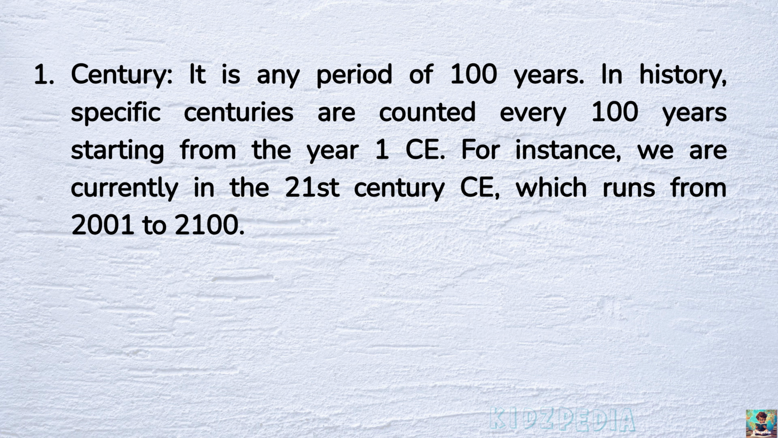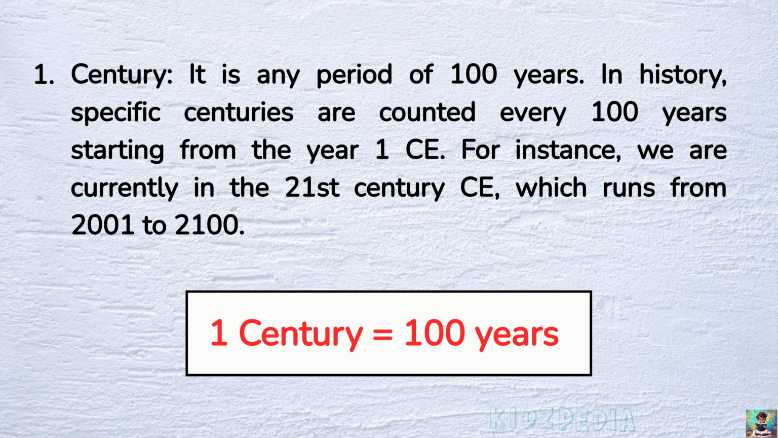First one, century. It is any period of 100 years. In history, specific centuries are counted every 100 years starting from the year 1 CE. For instance, we are currently in the 21st century CE, which runs from 2001 to 2100. A century means 100 years. For example, the 21st century CE started in the year 2001 and will end in 2100.